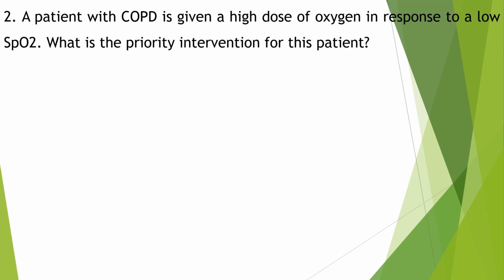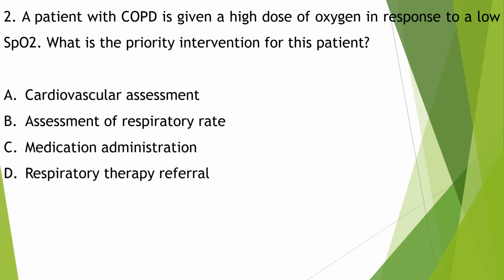A patient with COPD is given a high dose of oxygen in response to a low SpO2. What is the priority intervention for this patient? Cardiovascular assessment, assessment of the respiratory rate, medication administration, respiratory therapy referral. All these things are important for COPD patients, but the priority intervention for a COPD patient receiving a high level of oxygen is the respiratory rate.